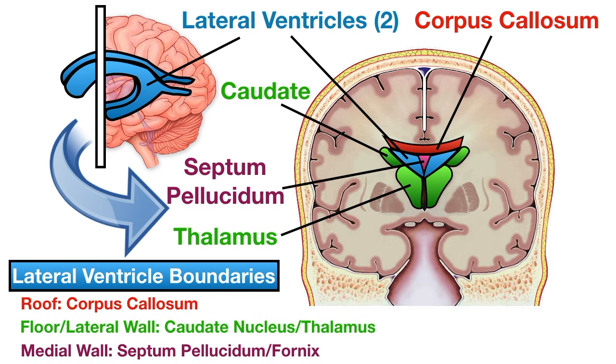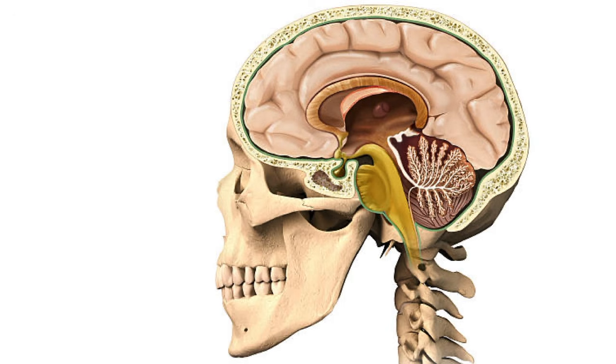The medial wall is formed by the septum pellucidum, which is a thin membrane running from the corpus callosum down to the fornix, and it helps divide the anterior horns of the right and left lateral ventricles. Now, depending on which part of the lateral ventricle we're looking at, different parts of the septum pellucidum, fornix, caudate nucleus, and thalamus are going to be coming into play. So let's look at one more image that's going to help bring all of this together and make sense.